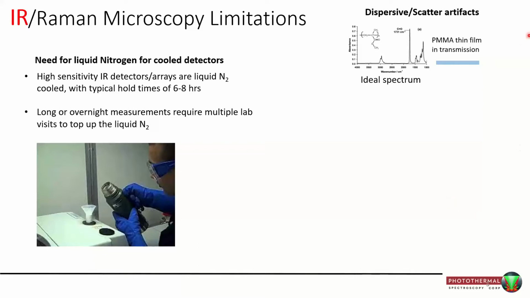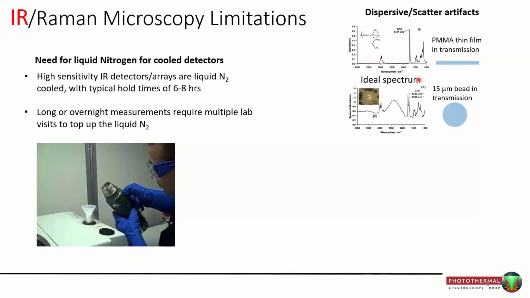So in an ideal scenario, as I said before, the best quality spectra are obtained in transmission mode. If you imagine a thin film of polymer, PMMA in this case, and you measure that in transmission, you get this beautiful looking spectrum. Flat baseline, nice symmetric peaks, all looks good.